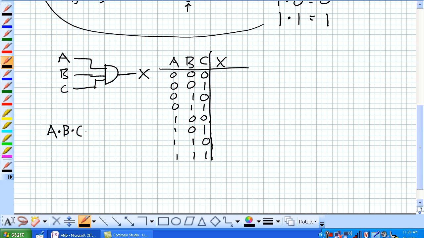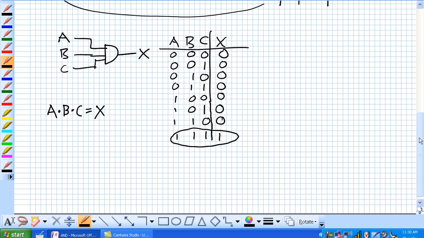A and B and C is equal to X, where 0 times 0 times 0 is also equal to 0. And you can go through all these occurrences. The one and only time that X is high is when all conditions are simultaneously high, okay? So we've extended our regular two-input AND gate to a three-input.